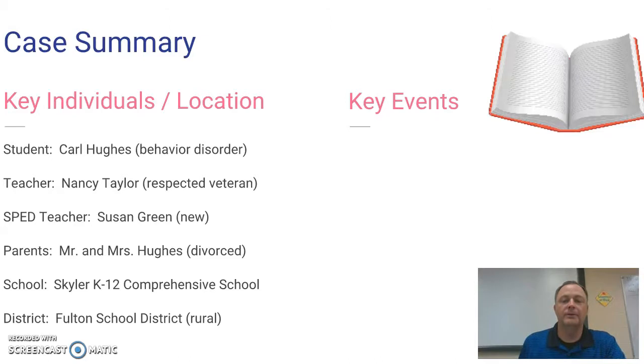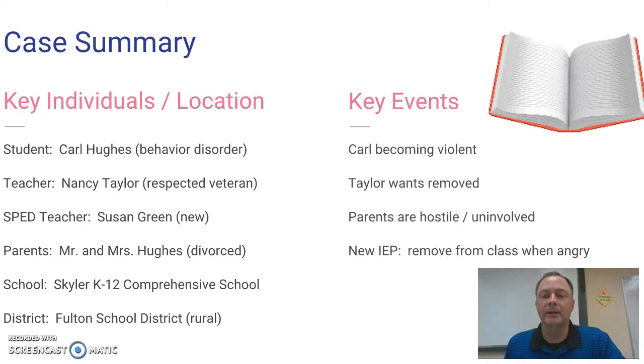So with all these individuals, what's happened? Well, Carl has become increasingly violent. His behaviors have become worse, and Mrs. Taylor feels unsafe herself, and she's worried that Carl could become violent towards the individual students. So she has requested that Carl be removed.